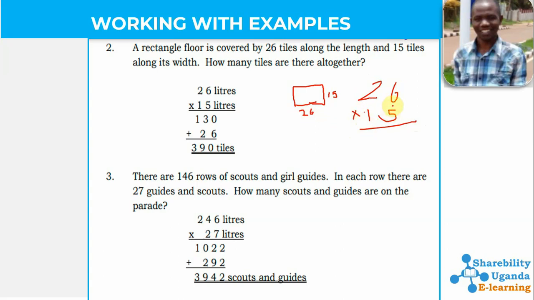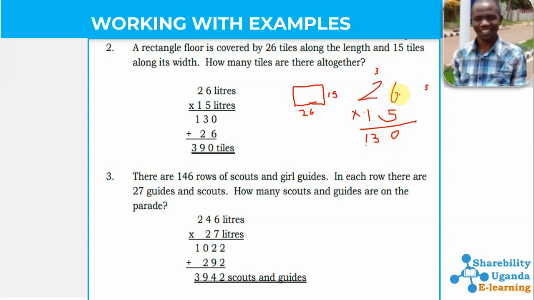So we say our 5 times 6. 5 times 6 is the same as 5 times 6. So when we say 5 times 6, we get our answer as 30. Then with 30 we write a 0 and carry 3. Then we say 5 times 2, that is 10. Okay, so 10 plus 3, that is 13.